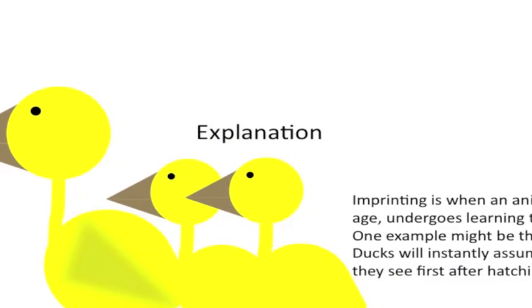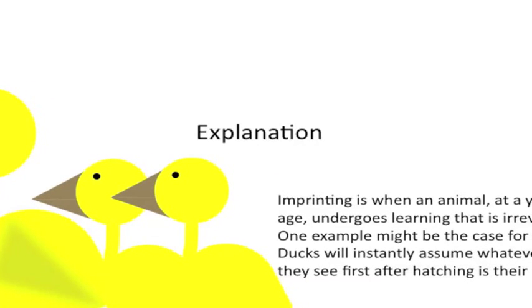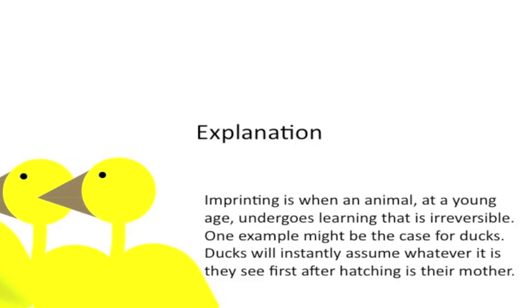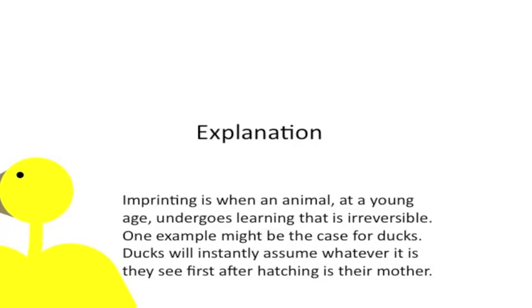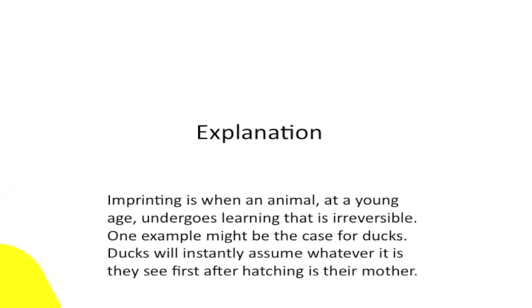Imprinting is when an animal at a young age undergoes learning that is irreversible. One example might be ducks, who will bond with almost anything they see soon after hatching, believing that it is its mother.